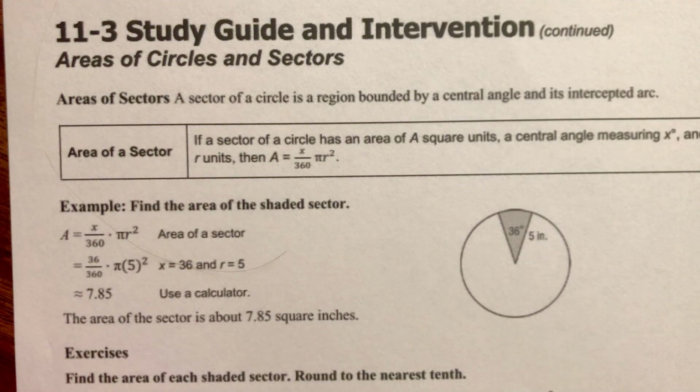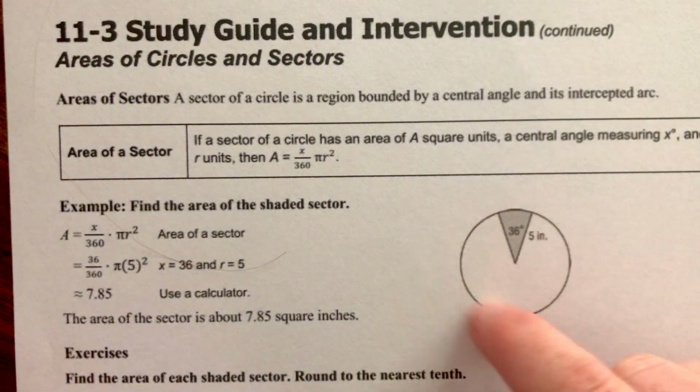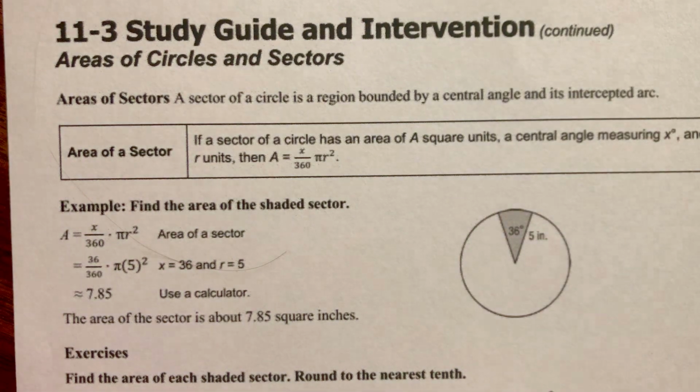Okay, this is part 2 of lesson 11-3. The only thing different in this video from the last video, the first part of this lesson, is that we're just talking about a piece of a circle now. So before we took the area of an entire circle, now we're just going to figure out the area of a piece of the circle.